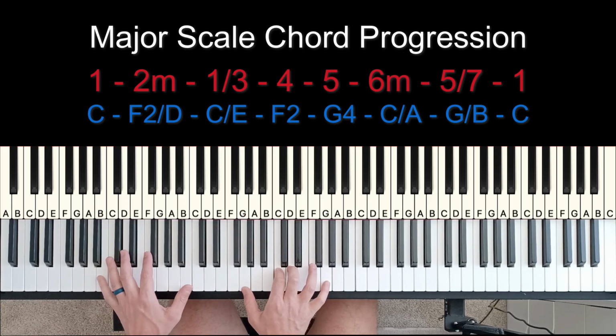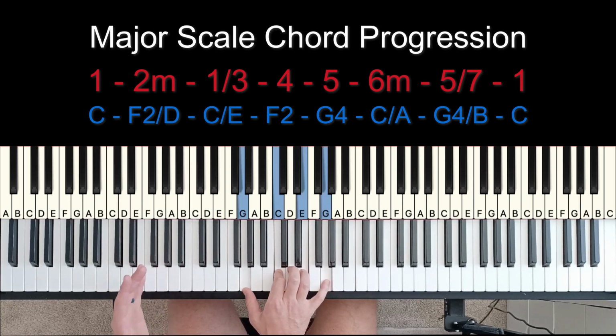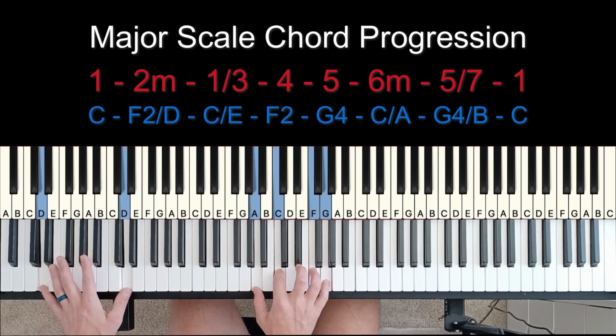And then your 7 chord is a G sus4 with octave Gs over B. And then your last chord is a C. So that's the progression that we're going to be using.